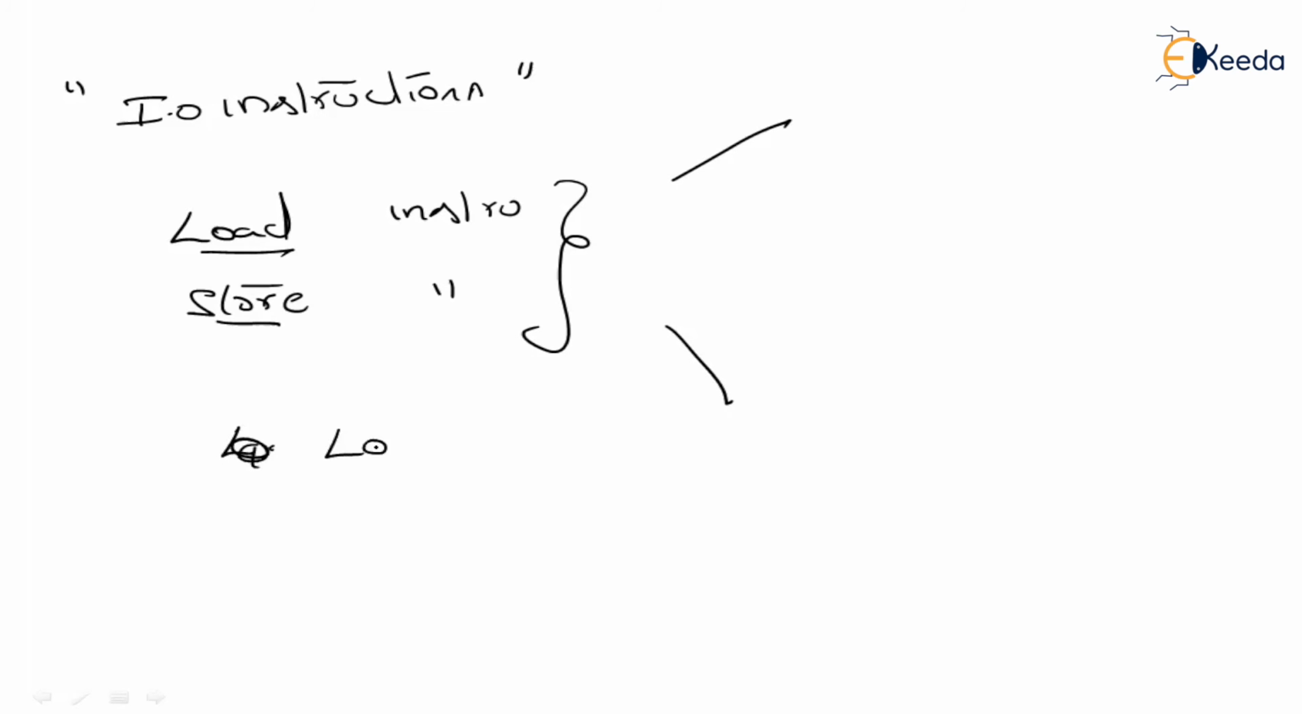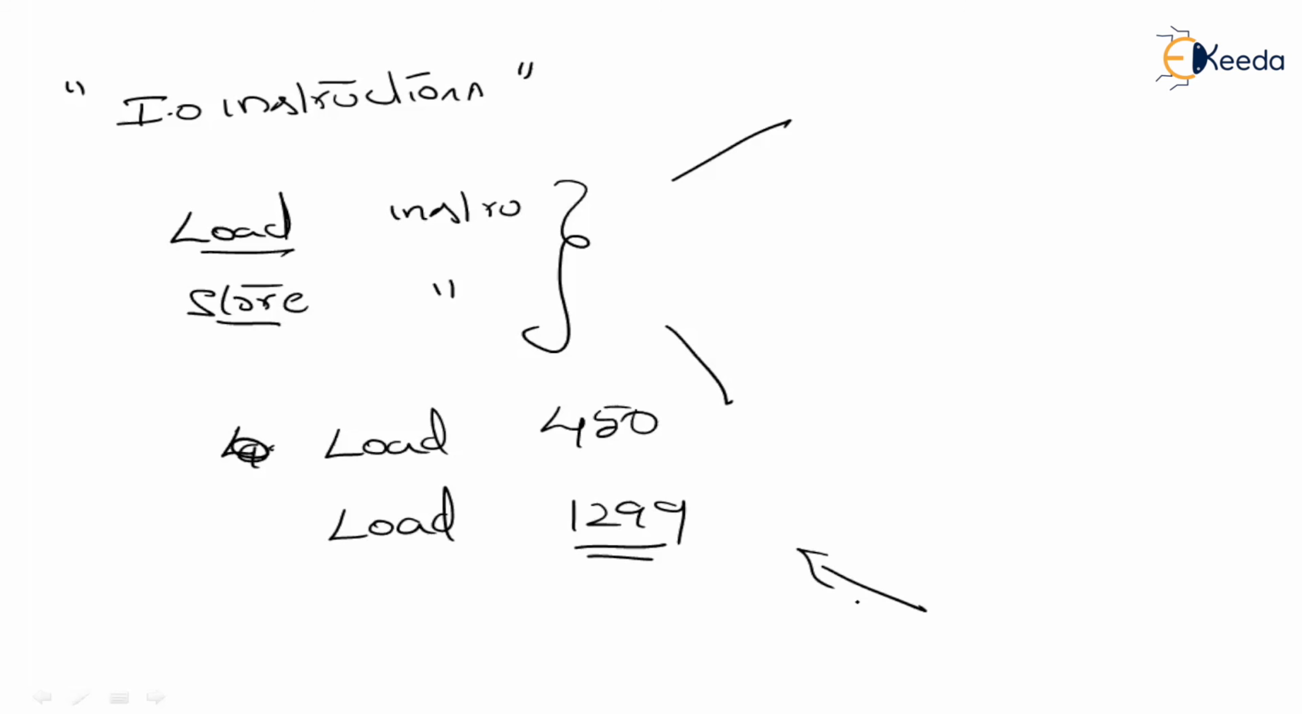Let us say load 450. 450 falls under main memory, right? So a word from the main memory will get loaded into the accumulator. If I say load 1299, this address 1299 is from an IO device. So a data word from the IO device will get loaded into the accumulator.